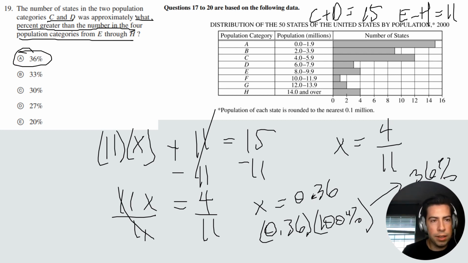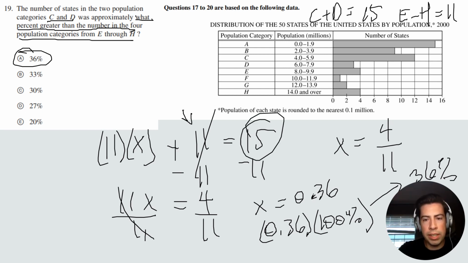And again, the biggest thing here is just recognizing we're basically trying to figure out if I take a percentage of 11 and then I add it to itself, what percentage will give me 15, okay? So a little tricky there, but again, remember, these are the harder problems, so don't worry about it.